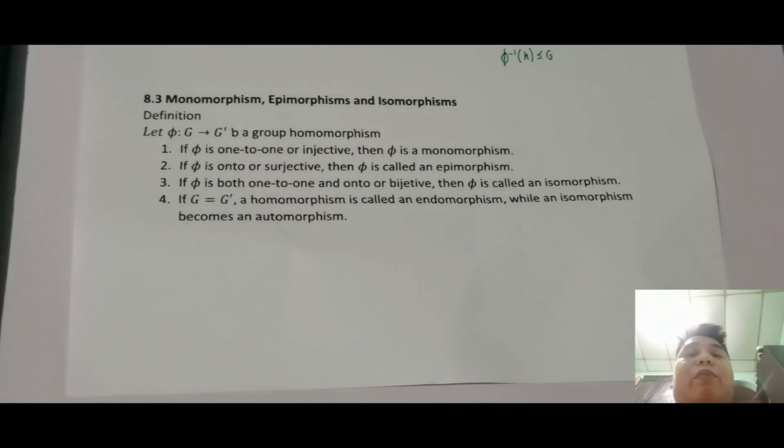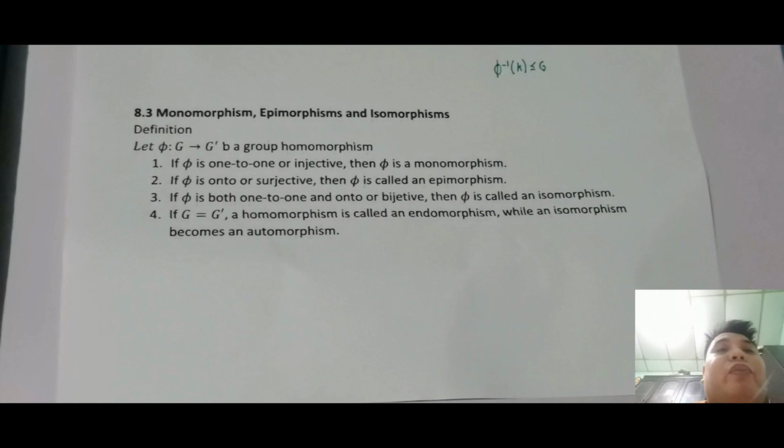So lesson 8.3, we have the monomorphism, epimorphism, and the isomorphism. These are types of homomorphism, special types. So how do you discover them? Since a function can be determined as one-to-one, onto, or bijective, or a one-to-one correspondent function, in layman's terms we call them injective, surjective, and bijective.